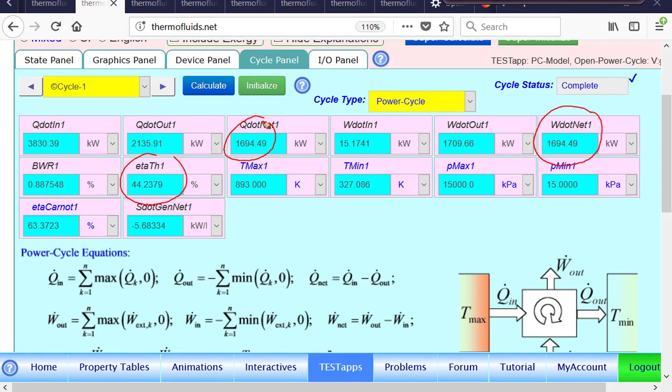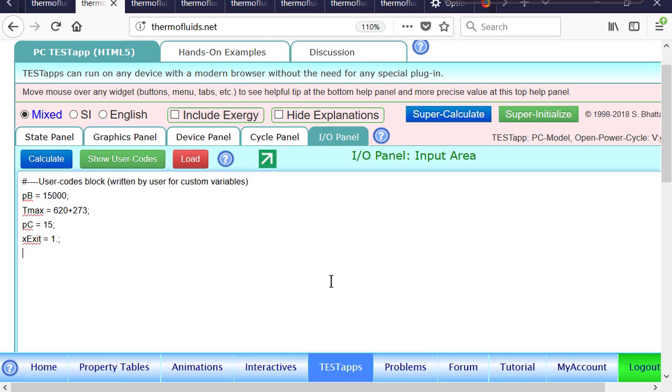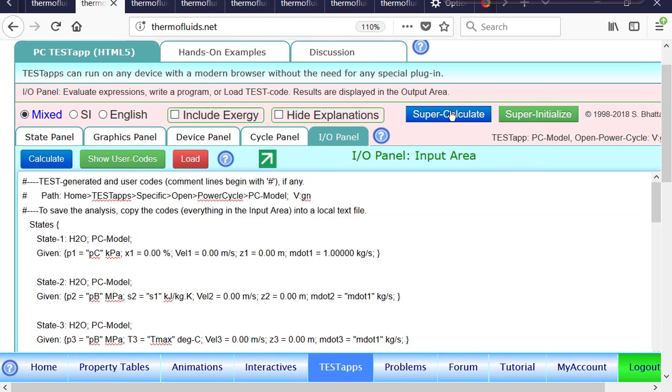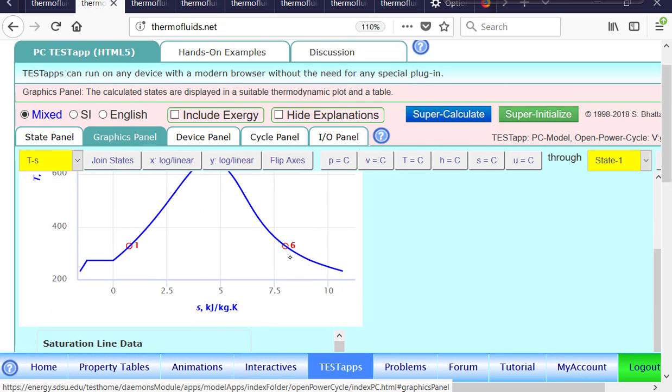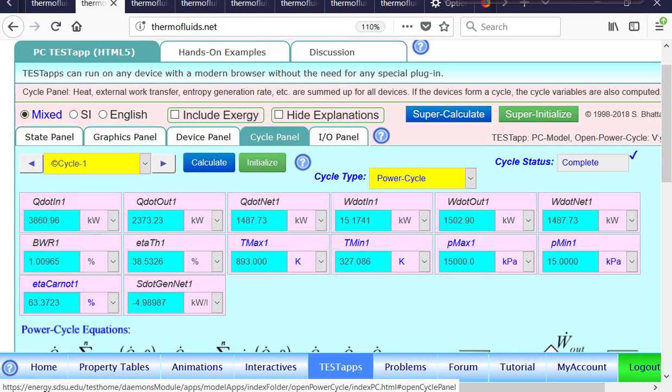Now suppose we want to do a quick parametric study in which we say, what if we change the exit quality of this problem. Suppose instead of 0.9, we take it to 1. Quality is 1 means saturated exit condition. We do a calculate and we do a super calculate. That's it. If you go to the graphics panel, state 6 should be saturated now, as you can see. And if you come to the cycle panel, all the quantities have been evaluated.